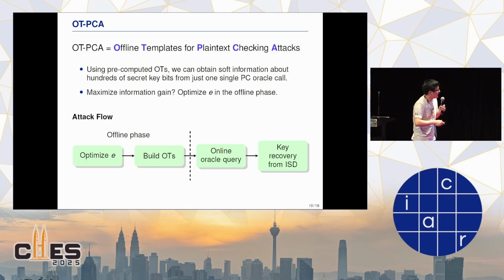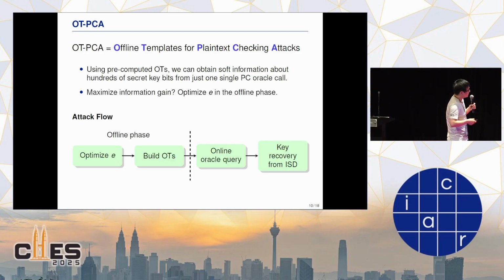So in this sense, we have this attack flow. We have an offline phase. First we optimize E, and we build the OTs. Then in the online phase, for each Oracle query, we get the decoding output, apply the OTs to compute some reliability scores, and then feed these scores to a variant of the information set decoding algorithm.